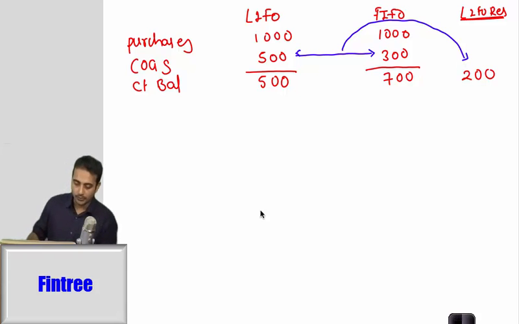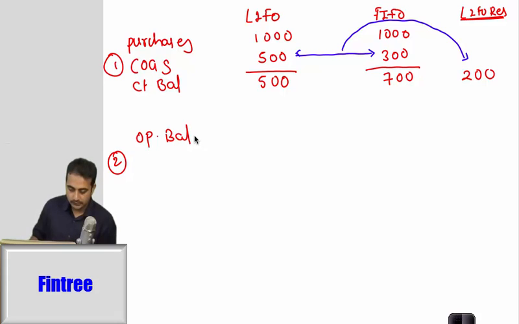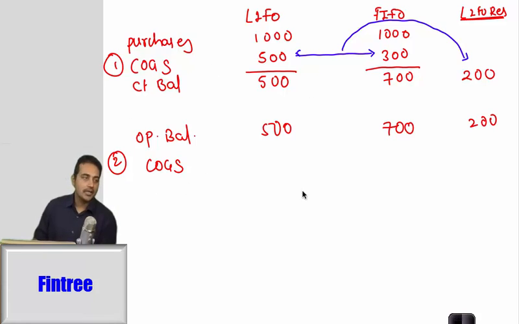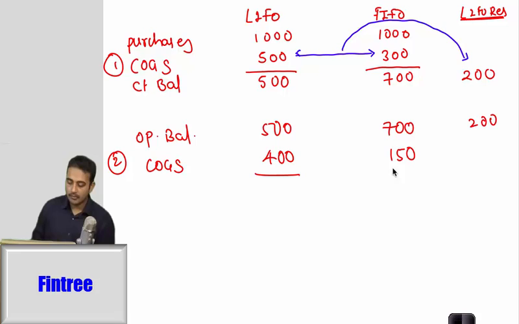Now let's go to year 2. This was your year 1. Now I'm going to year 2. Opening balance, 500 here, 700 here, so this is 200. Now COGS, I am intentionally avoiding purchases just to keep things simple. So here COGS is 400, here COGS is 150. So now we will get the closing balance. Closing balance is 100, closing balance is 550.